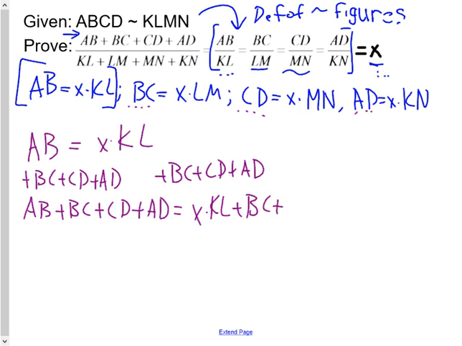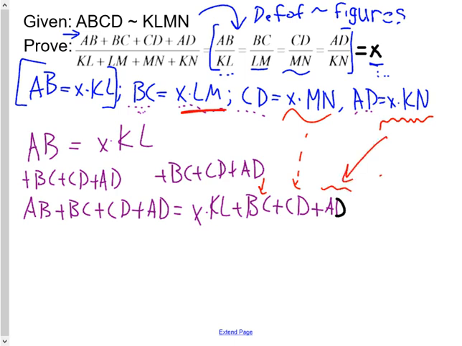BC plus CD plus AD. Some people will want to add the left side to one side of the equation and add the right side to the other. You can't do that. That is two steps in one. You were adding and substituting. Substituting is its own step, so that's what we're going to do now. I'm going to substitute this for BC, and this for CD, and this for AD here, right? So now we're plugging in.